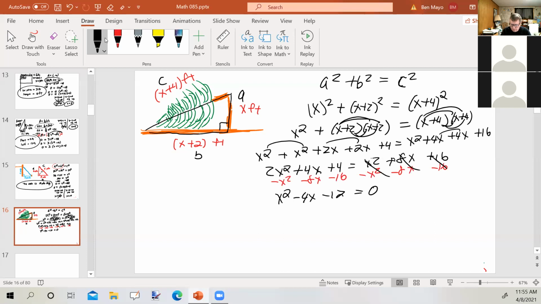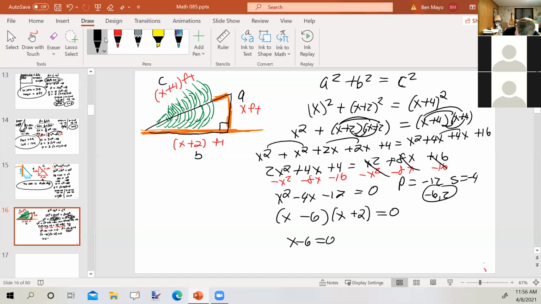Okay? There's no greatest common factor. The leading coefficient is a 1. It's not a perfect square, so we've got x and x. The product is negative 12 and the sum is negative 4. How about negative 6 and 2? Can that do it? So take each factor that contains a variable, set it equal to 0 and solve it.